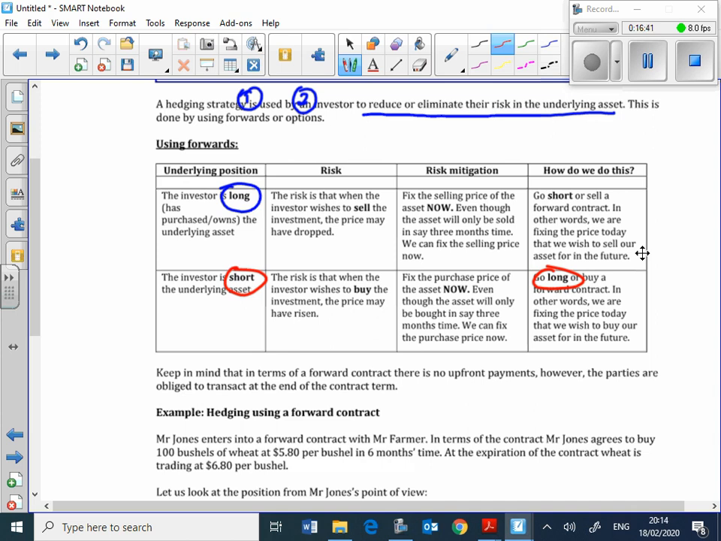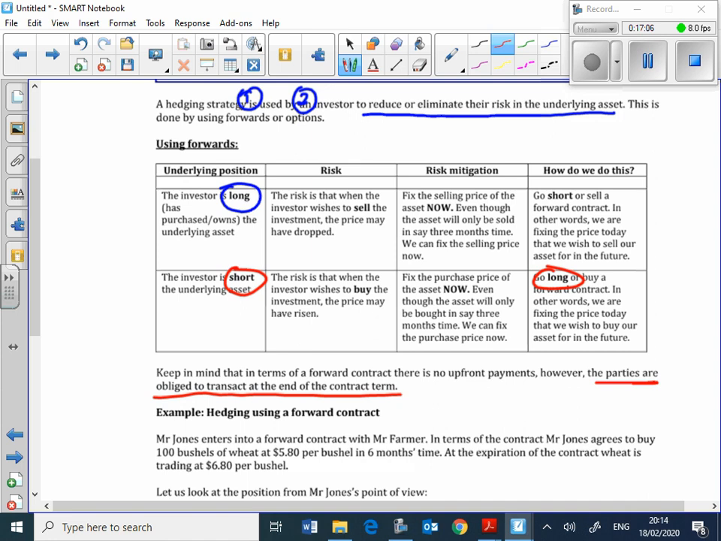Good. Okay. But yes, if there's no upfront payments for a forward or future contract, there are upfront payments for an options contract. You happy with that? Based on that, guys, what would you tell me more? An options contract has a value up front, doesn't it? Good. Okay. And however, the parties are obliged to transact at the end of the contract term. There should be nothing there that should upset you too much. You guys comfortable with that?